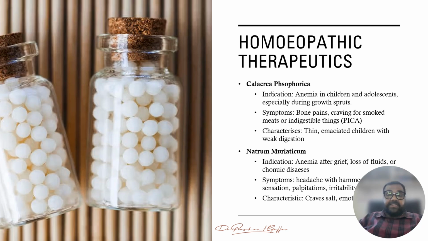Another medicine, that is the natrum mur. In the natrum mur, the indication is anemia after the grief, loss of the fluid, or the chronic disease. The symptoms are the headache with the hammering sensation, palpitation, irritability is there. And the characteristic, that is the patient is a crave shoals and emotional is a patient. Right? Other medicine, that is the pulsatilla.